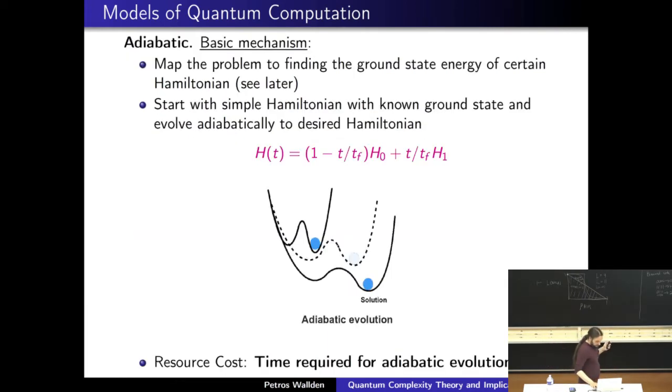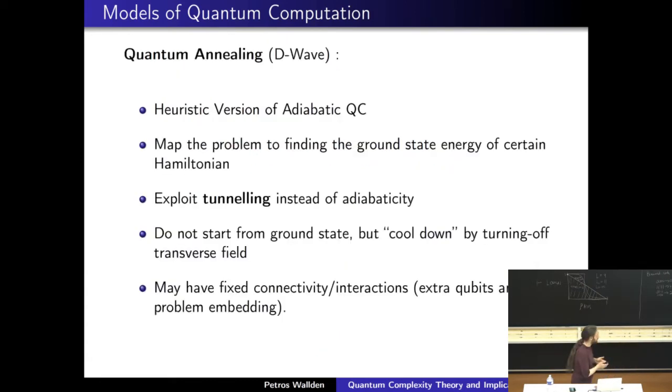So that's adiabatic quantum computing for you. It's this, and it's also a universal model of computation. Now, before I go to the next, there exists a heuristic version of adiabatic quantum computing, which is quantum annealing. It's basically what D-Wave is using, I'm sure you've heard of D-Wave, which is not exactly adiabatic quantum computing, actually. There are some differences, okay?